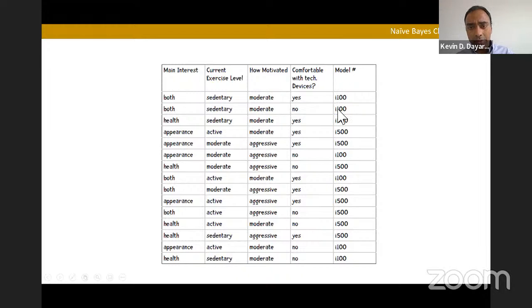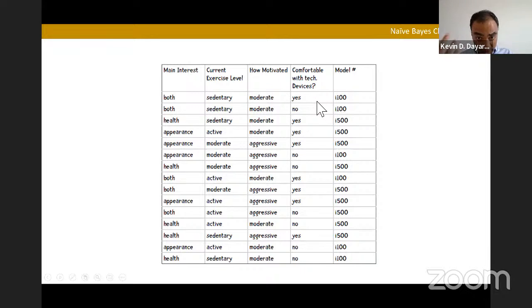So 1, 2, 3, 4, 5, 6. There are 6 I-100s. Let's double check that. 1, 2, 3, 4, 5, 6. There are 6 customers who've chosen the I-100. Amongst these, which is health their priority?